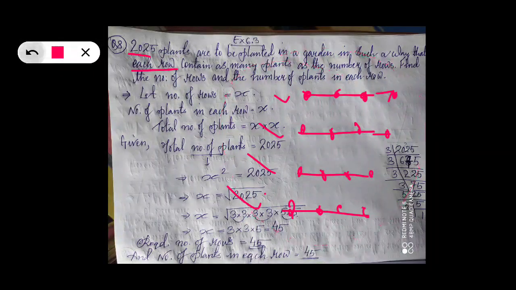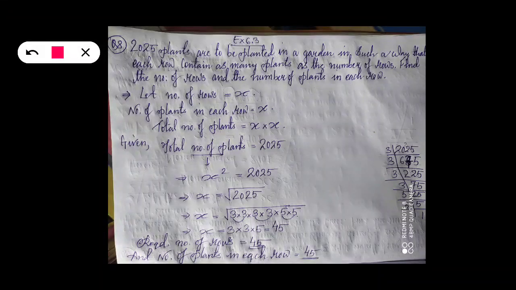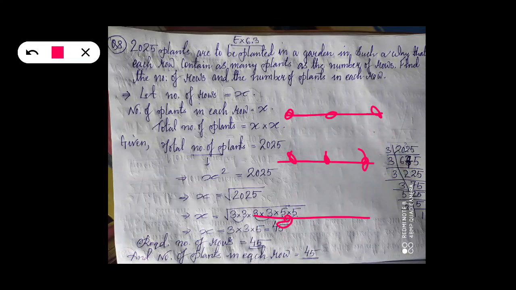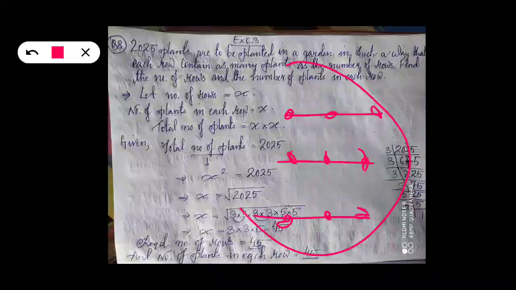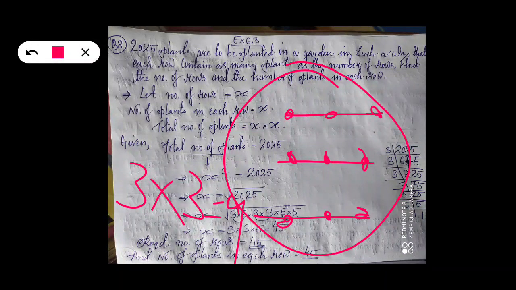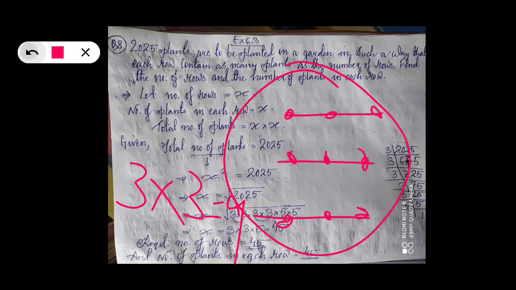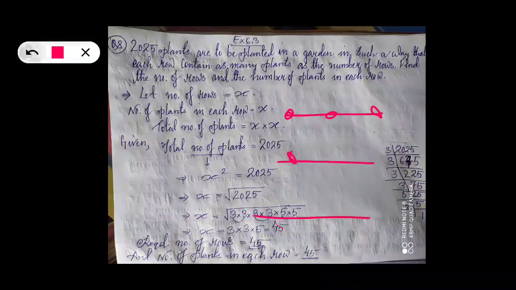I hope all of you have understood. I'll try to make you understand once more. Please look at the screen properly. Suppose there are 3 rows. That means 3 rows are there, so each row will have 3 plants. Now how many plants are there in total? Rows are 3, and in each row 3 plants. 3 into 3, 9 plants in total. Count: 1, 2, 3, 4, 5, 6, 7, 8, 9. I hope all of you have understood this.